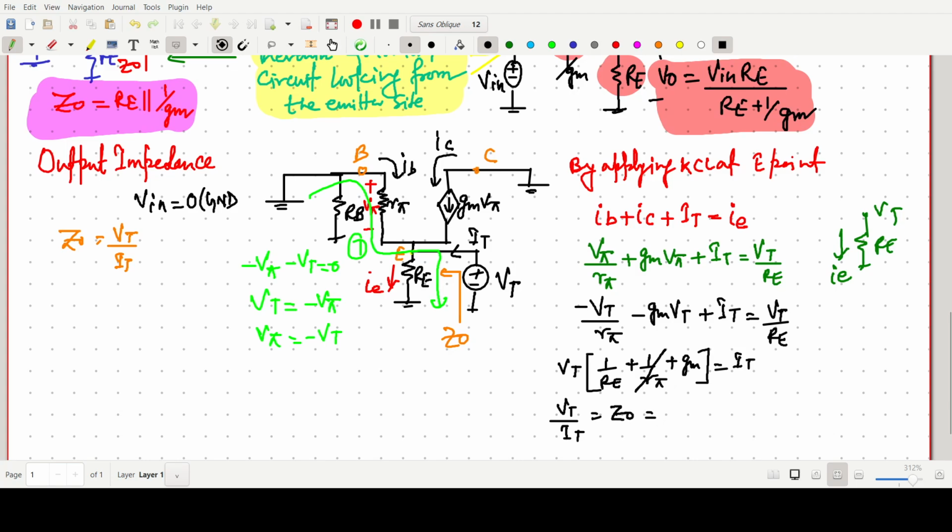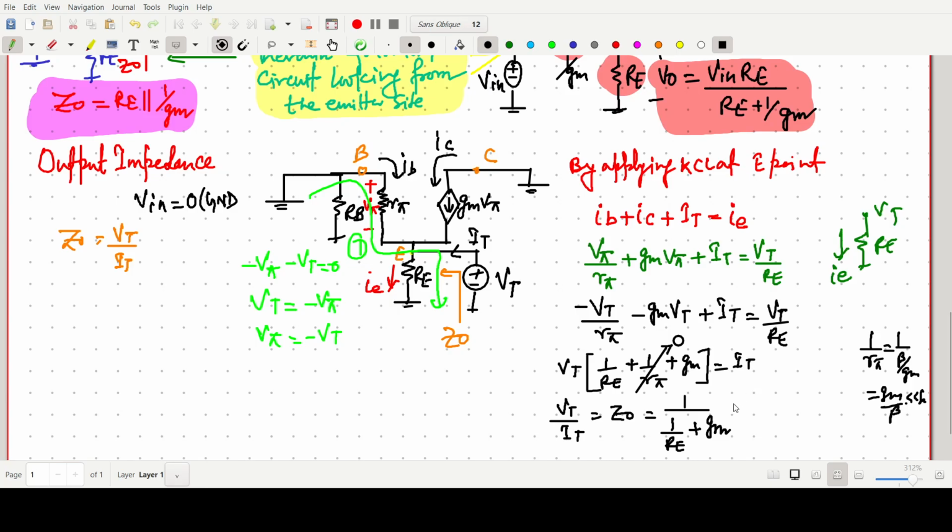So Vt by IT is simply our Z naught. And I am neglecting this 1 by r pi, which is 1 by r pi equals gm by beta, a very negligible value, very small compared to gm. So we are neglecting this part. So Z naught will be 1 by (1 by Re plus gm).